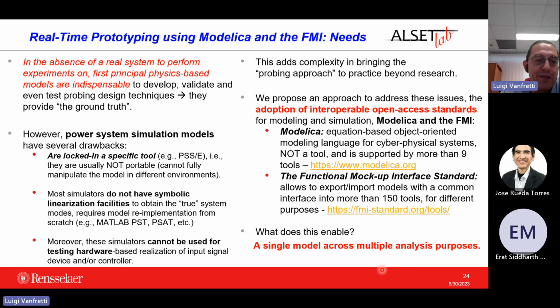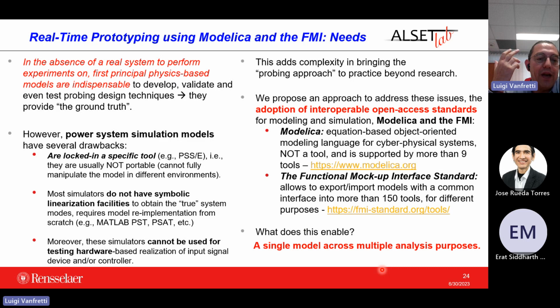Now, the problem with these power system simulation models is that they're locked into a specific tool like PSS/E, DIgSILENT, whatever, and they're not portable. So if you do it in PSS/E, it's very hard that you get the same answer in DIgSILENT. So that's a problem. Second of all, and pretty important when you're trying to do this kind of work, is that these tools do not have symbolic linearization. Okay, so you can't really get a linear model from the equations of the nonlinear system.